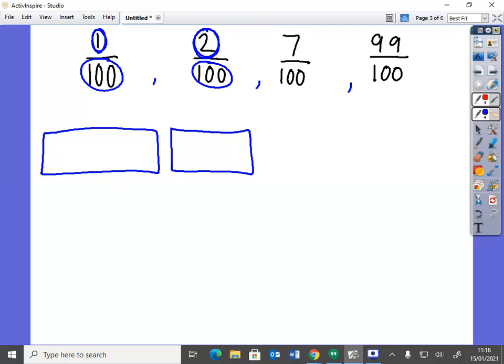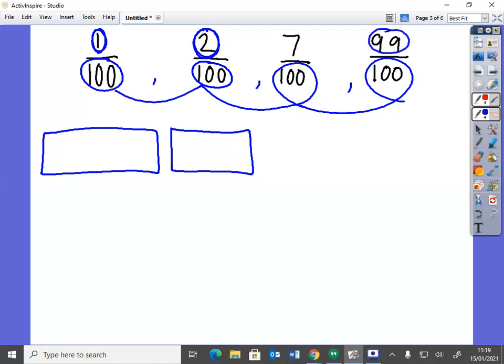It's really easy to compare fractions and put them in order from smallest to largest when the denominators are exactly the same, just like they are here. If the denominators are the same, then all we're doing is ordering. 1/100th is the smallest, then 2/100ths, 7/100ths, 99/100ths. 99/100ths is almost 1, isn't it? If we split something into 100 equal parts and you took 99 of them, that is what 99 hundredths is.